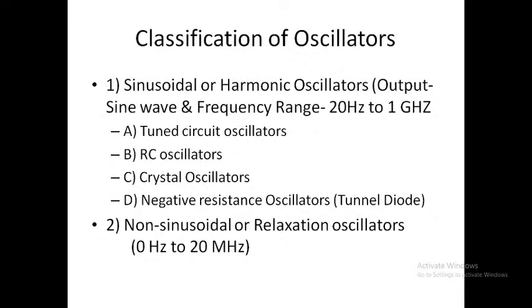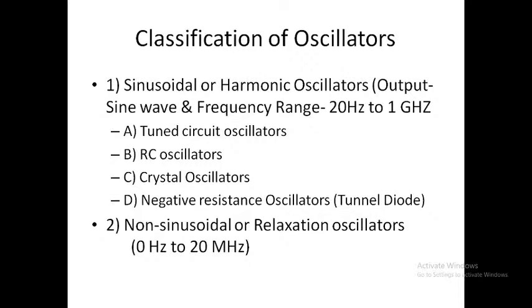Now we'll move on to the classification of oscillators. The first type is sinusoidal or harmonic oscillators, that is sine wave, and the frequency range is from 20 Hz to 1 GHz. As the name suggests, it will produce sinusoidal waveforms, that is sine wave, and its frequency will range from 20 Hz to 1 GHz.